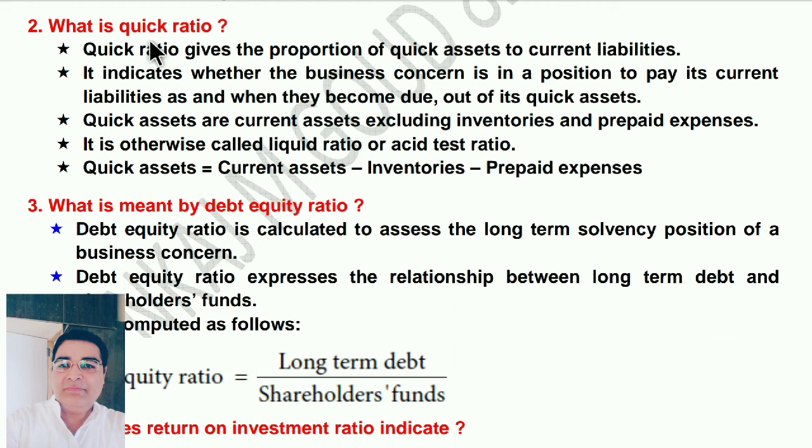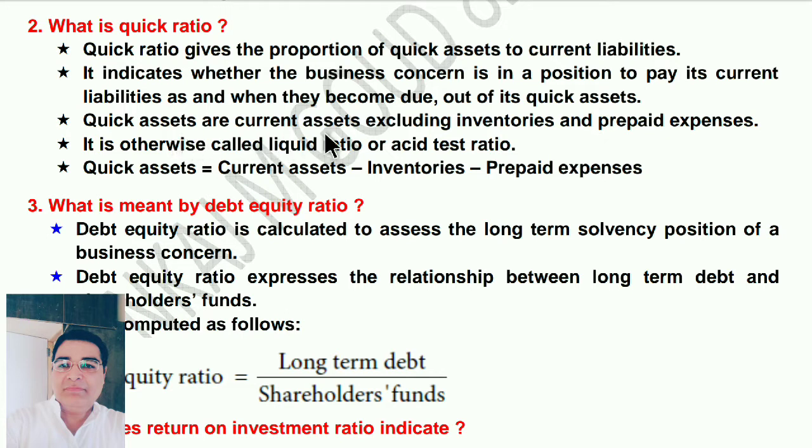Second question, what is quick ratio? Quick ratio gives the proportion of quick assets to current liabilities. It indicates whether the business concern is in position to pay its current liabilities as and when they become due out of its quick assets.